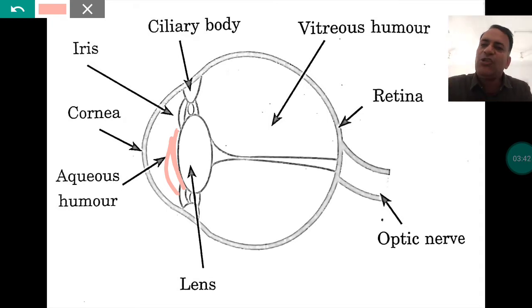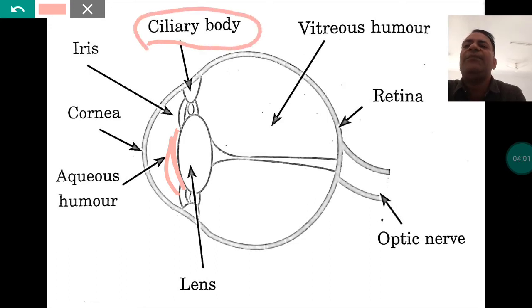So the lens has to be flexible, and who is controlling this? How does it sometimes become thick and sometimes become thin? Who makes it thin and who makes it thick are the ciliary muscles. You can also call them ciliary body, or you can call them ciliary muscles. Where are these muscles present? These muscles are present all around the lens. Here you can see, and at the bottom also there will be some ciliary muscles.